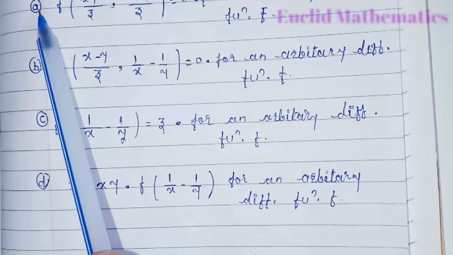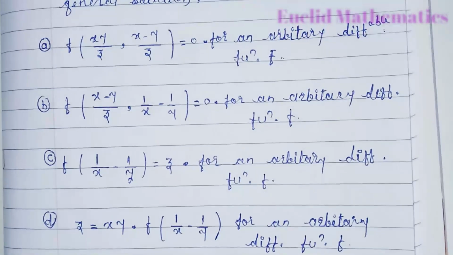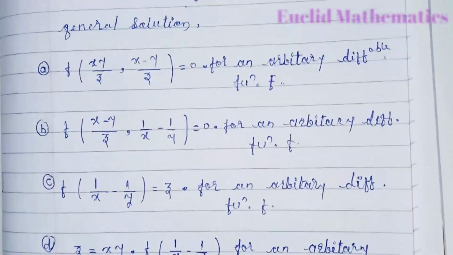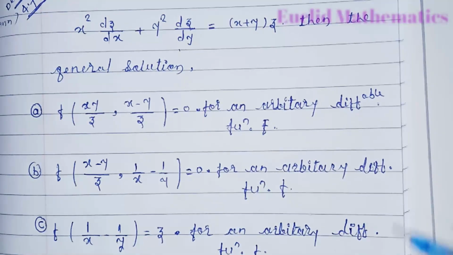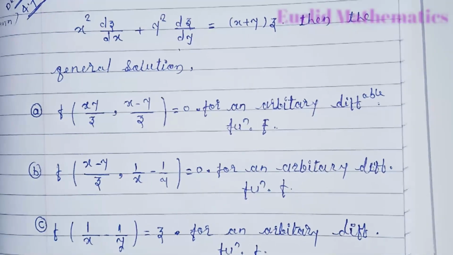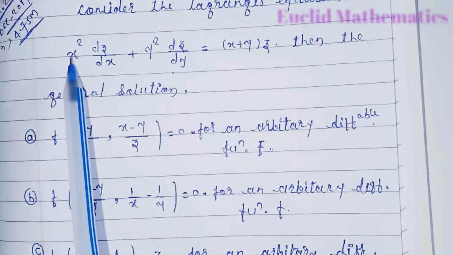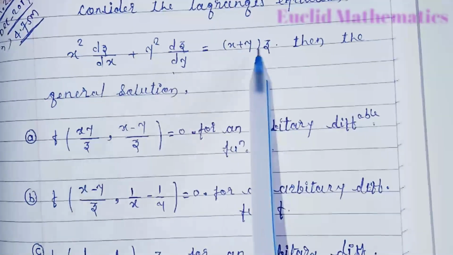We have to figure out which of these four options is correct. For solving such questions and finding their general solution, we have to use Lagrange's method, because we have the equation in the form Pp + Qq = R.